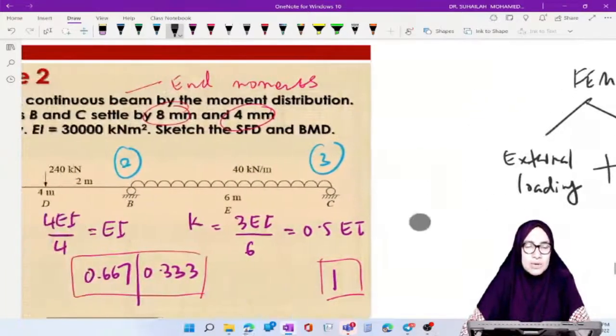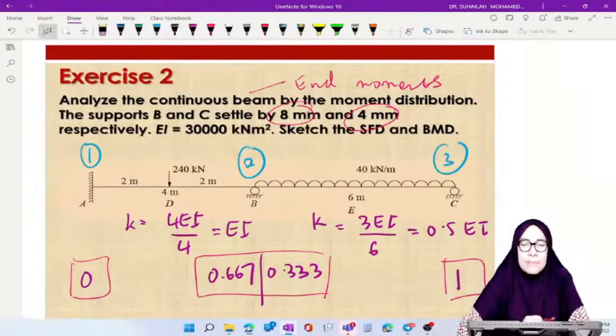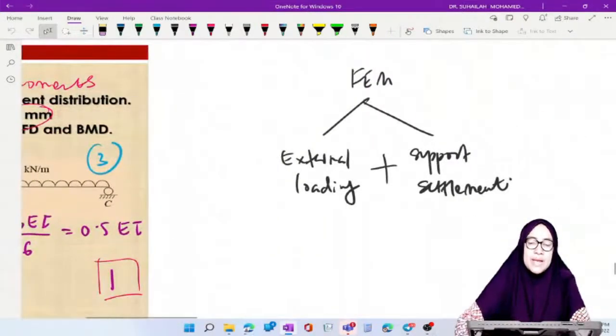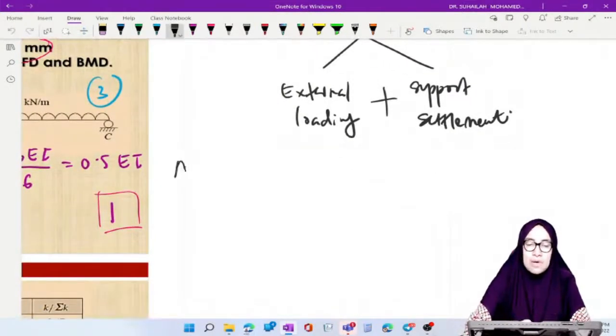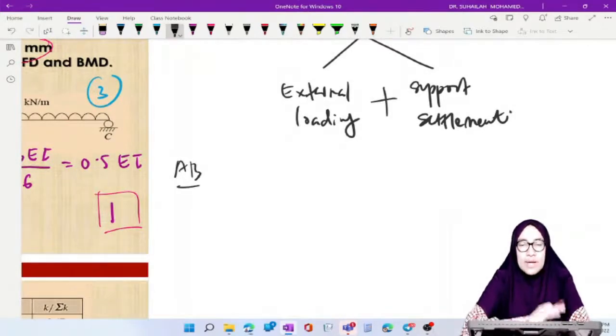Due to external loading, for member AB, it is 4 meter length and a 240 kilonewton point load subjected at the center. So we use PL over 8 for AB.